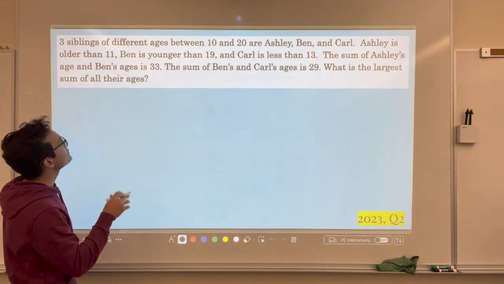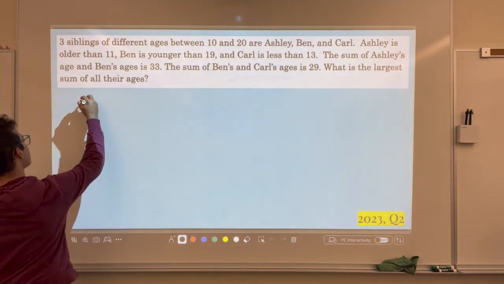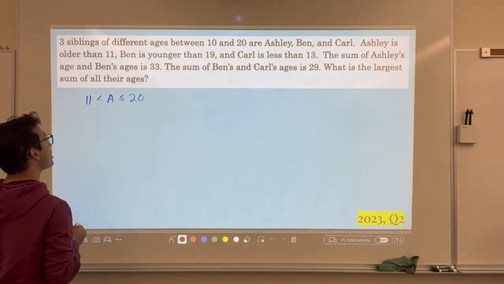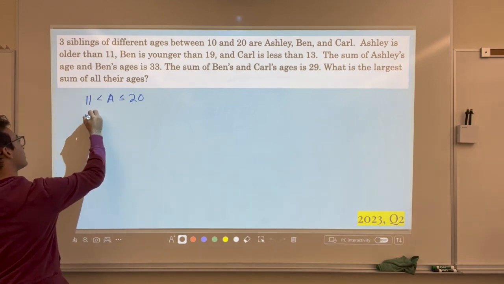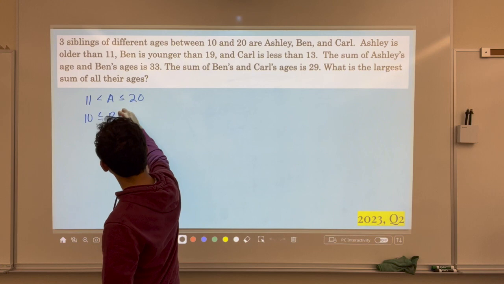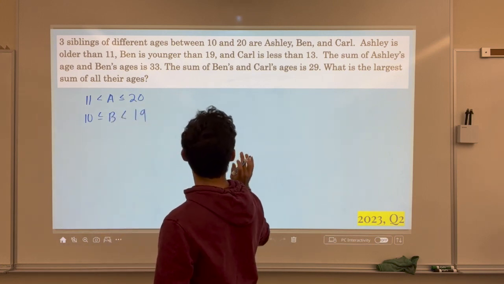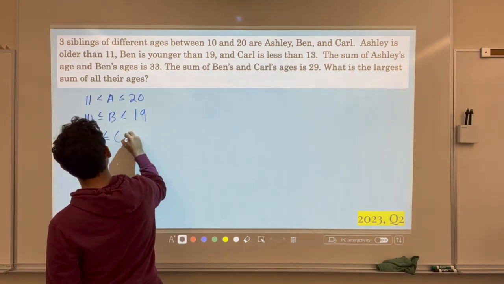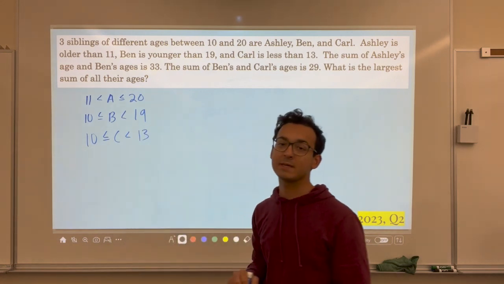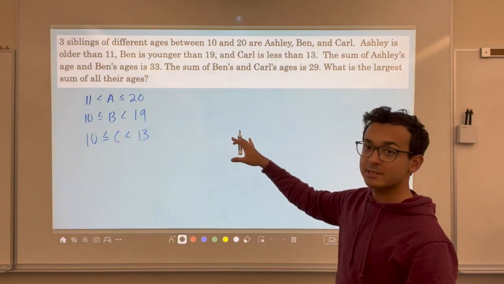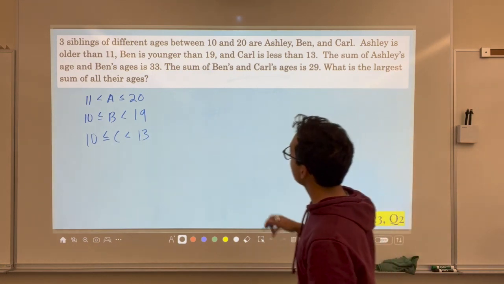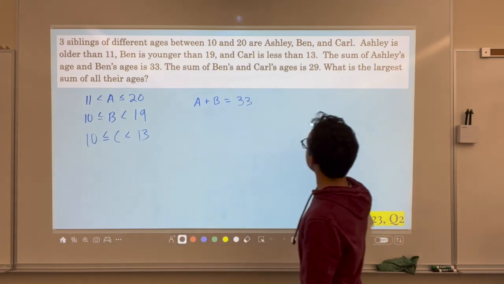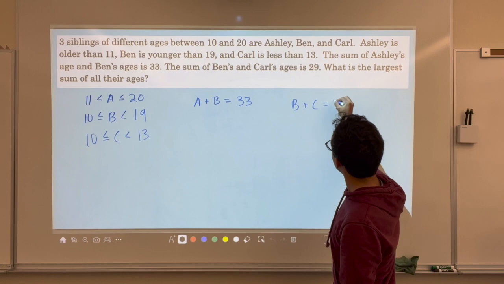impact the final answer. So for Ashley, we know that she's older than 11, so between 11 and 20. We know that Ben is younger than 19, so Ben could span from 10 all the way to less than 19. And we know that Carl is less than 13, so we can say that Carl is between ages 10 and 12, really, because he can't be 13. So that's the information that we have. And then for the sums, we know that A plus B is 33. And we know that B plus C is 29.